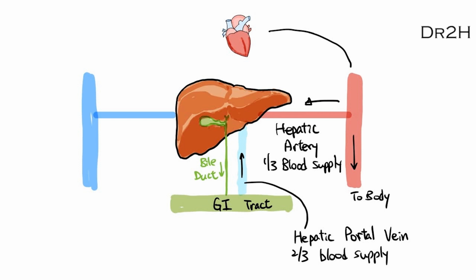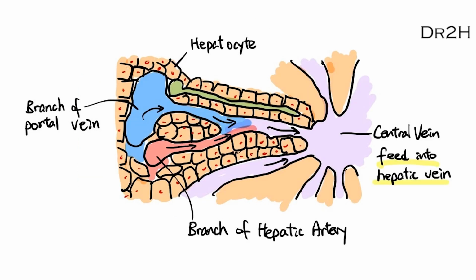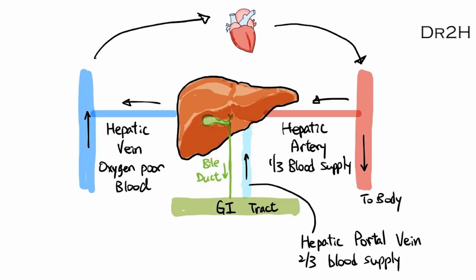It carries about two-thirds of the blood supply and originates from other areas of the GI system, including the esophagus, stomach, small intestine, and most of the large intestine. The two blood supplies mix in a void space in the liver called the sinusoid and drain into the central vein. Ultimately, all the blood leaves the liver through the hepatic vein and returns to the general circulation.